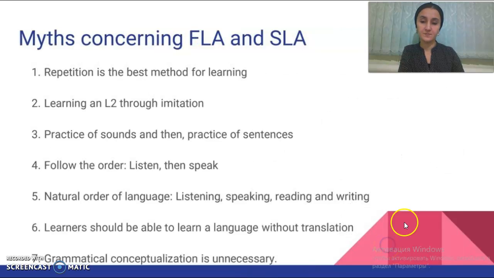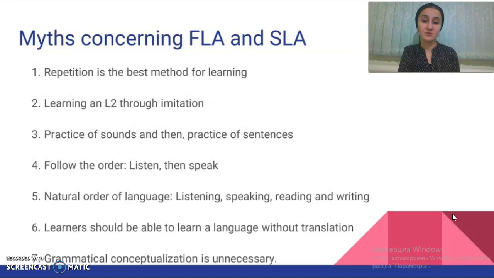Let's go on. Unfortunately, we have some concerns about first and second language acquisition. The first one is that repetition is the best method for learning. Unfortunately, repetition is not the best method for learning. Maybe yes, but studying is a key point in the learning process of every language.